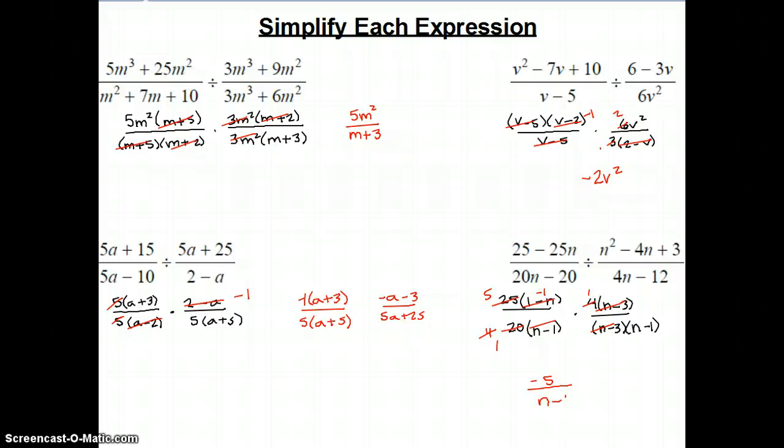Go ahead and check your answers. Be careful to watch for those opposite factors. In the second, third, and fourth problems, you did have opposite factors that you needed to reduce to a negative 1. So be careful of those and remember to distribute at the end.